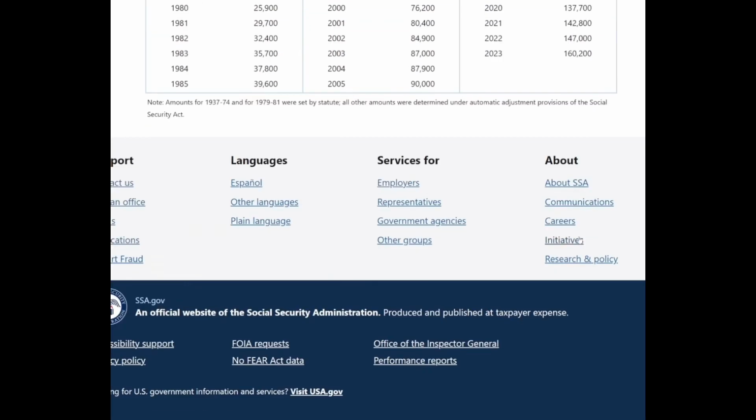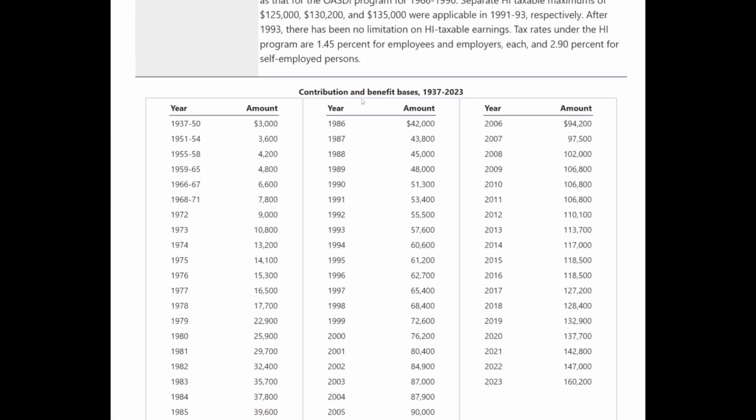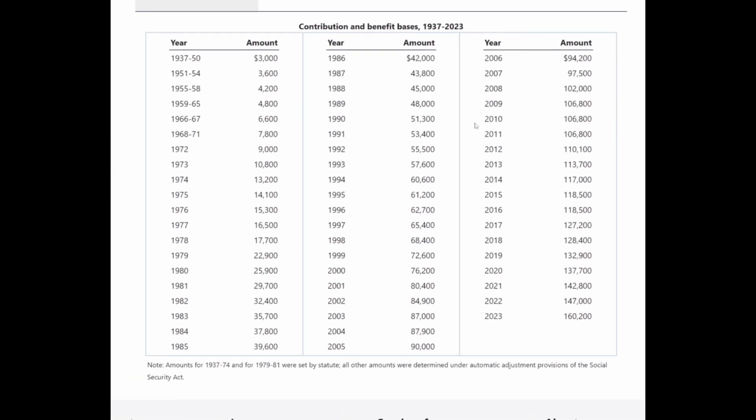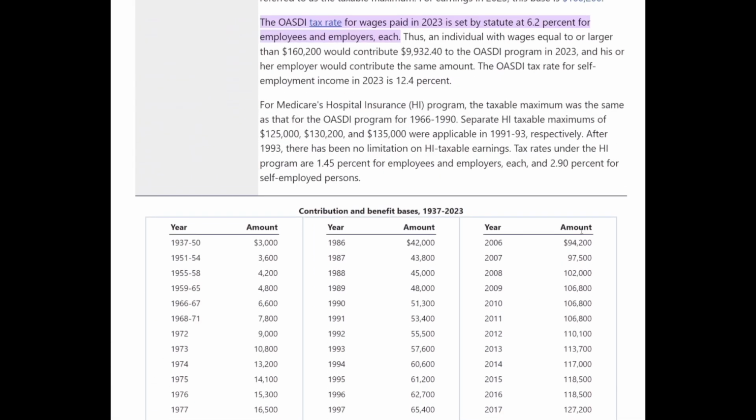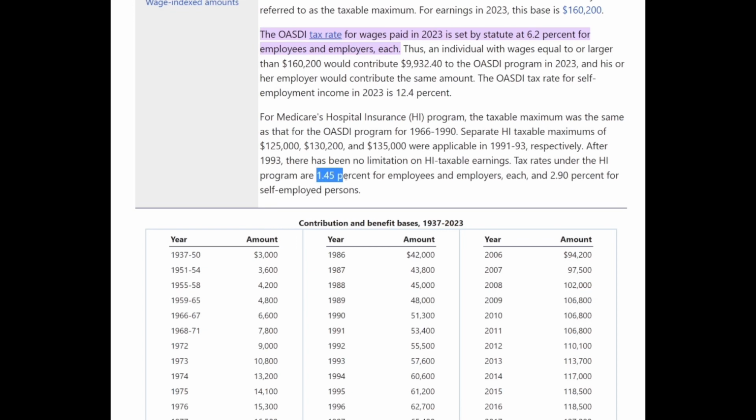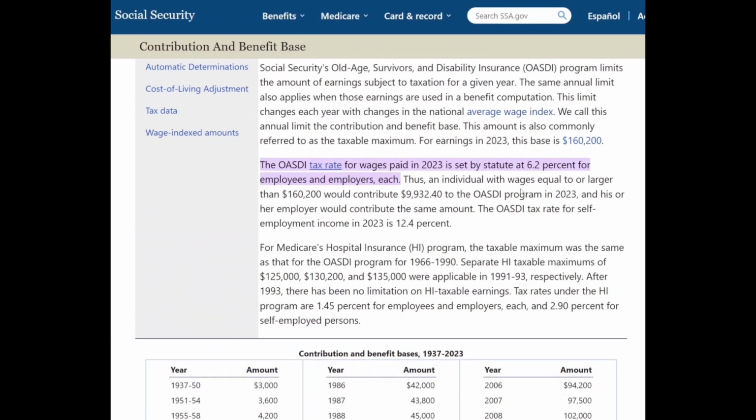As far as Medicare taxes, as you can see, this cap is just for the Old Age Survivors and Disability Insurance. Medicare tax has no cap. So if you make $5 million, you're going to be paying 1.45% of that $5 million in Medicare taxes, depending on how your tax filing works out.